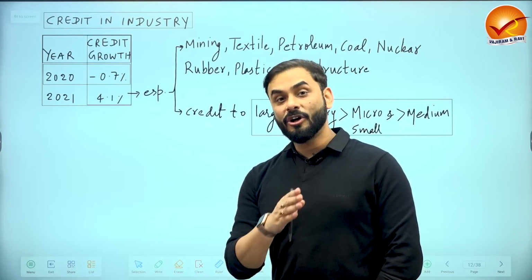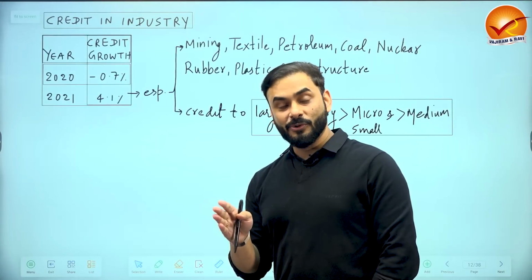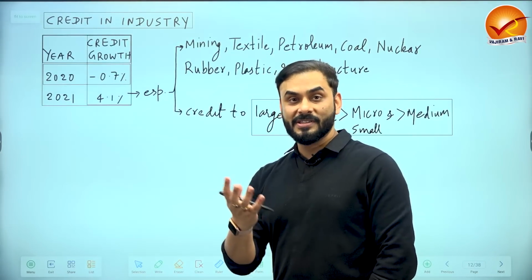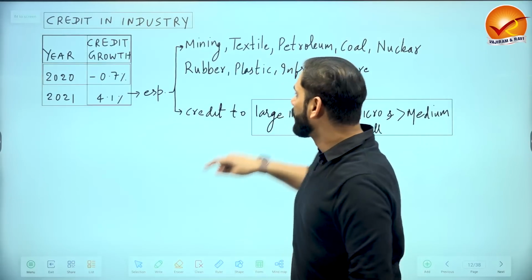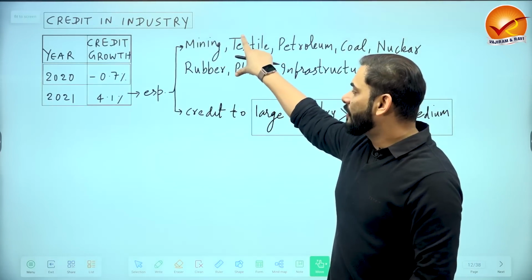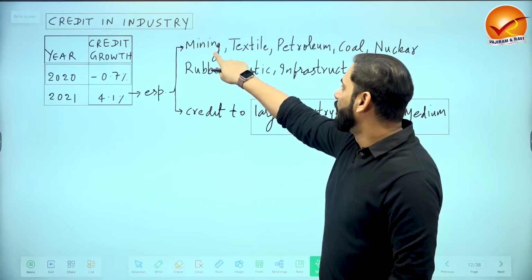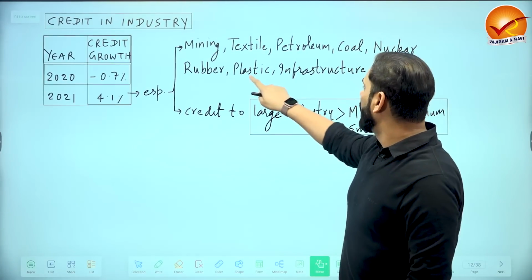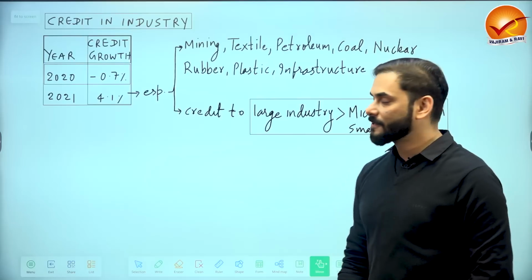Why? Because the economy is coming out of the COVID kind of lockdown. We are coming out of it, so there is demand in the economy. Industries are asking for money because they will produce more goods and services. So which industries are asking for more credit? Mining, textile, petroleum, coal, nuclear, rubber, plastic, infrastructure. Here more money is flowing in these kinds of industries.